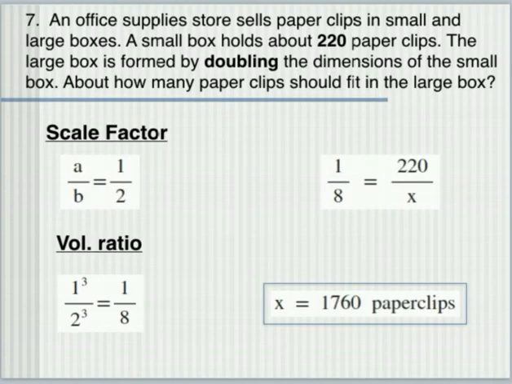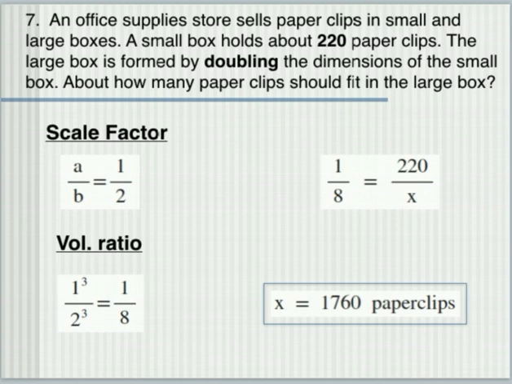Go ahead and check your answer. So you start off by knowing the scale factor. You could either use 1 over 2 or 2 over 1 to represent the doubling of dimensions between the smaller shape to the larger one. From there, you could calculate the volume ratio by cubing that ratio.